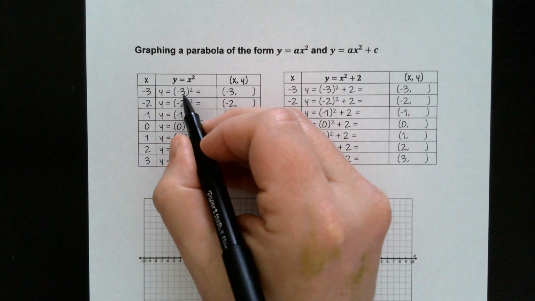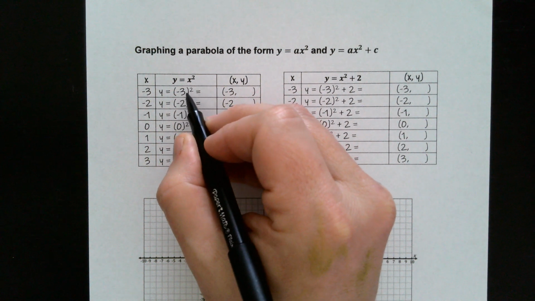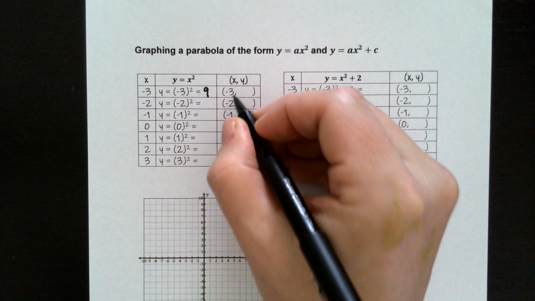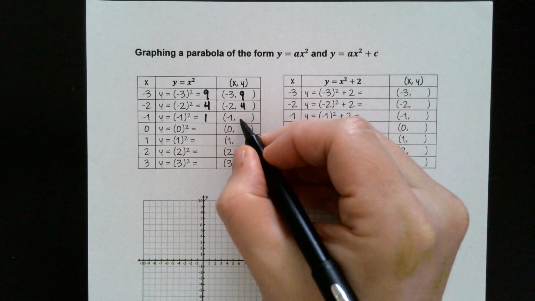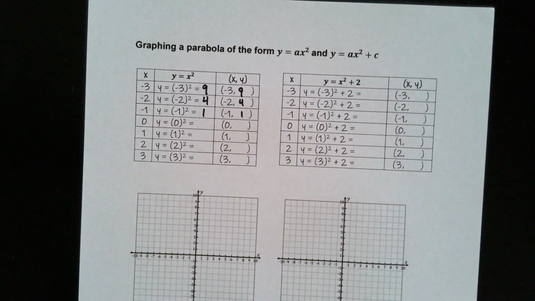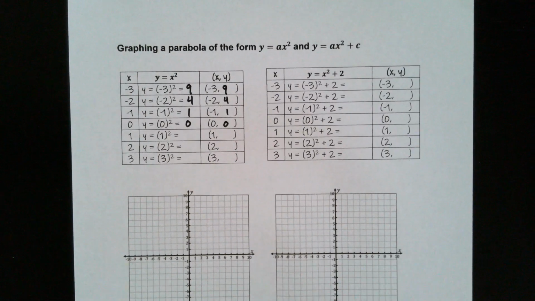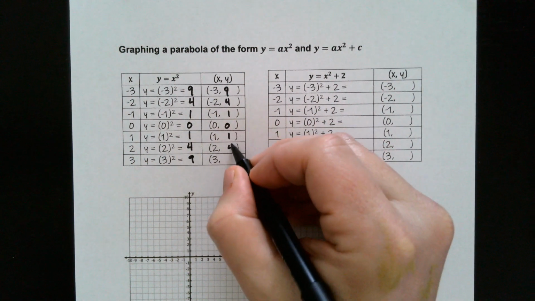So when a negative goes into the place of x, -3 squared, that's -3 times -3, right? That's what negative squared means. So -3 times -3 is the point -3, 9. This one, -2 squared, becomes a +4. -1 squared becomes 1. 0 squared stays 0. 1 squared is 1, 2 squared is 4, 3 squared is 9. So 1, 4, 9.